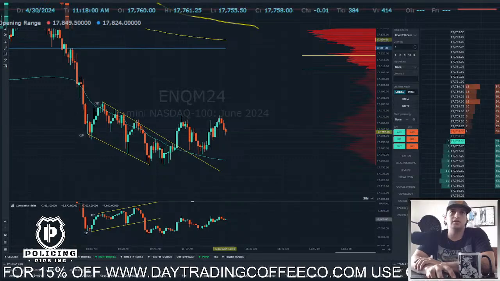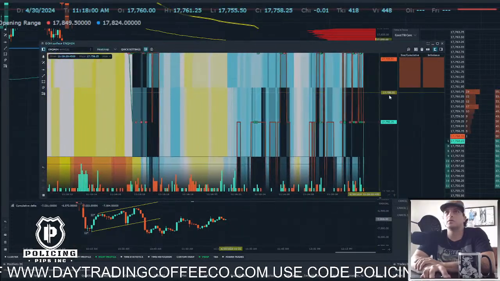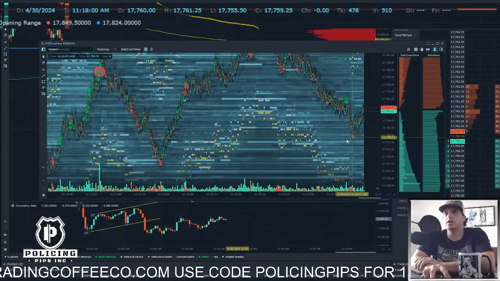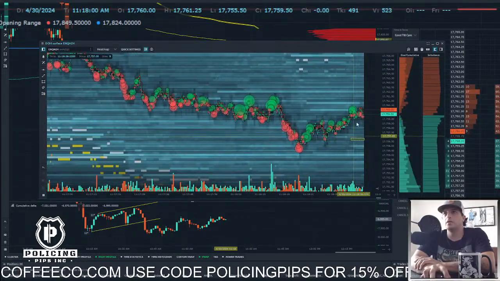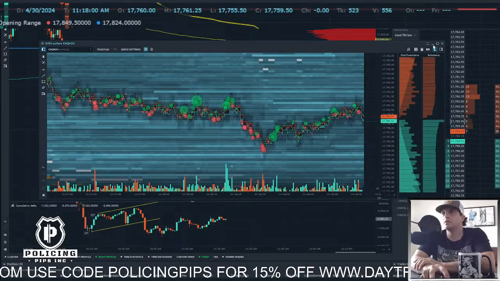I want to see what's going on this book map here. Heat map. What kind of orders we got going on? I don't see any huge order size on the book here.